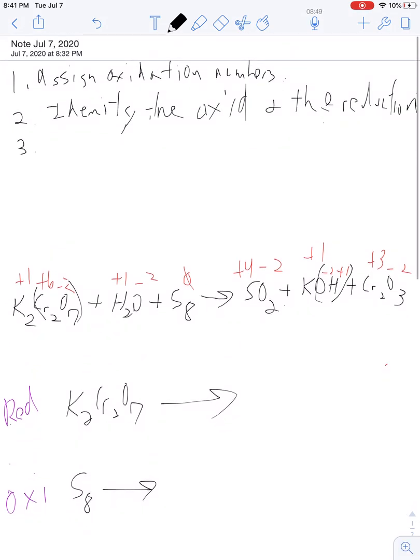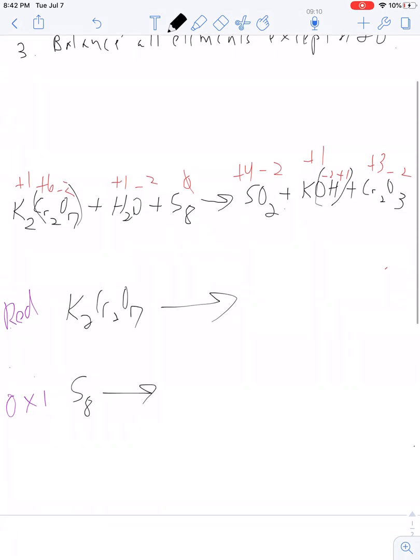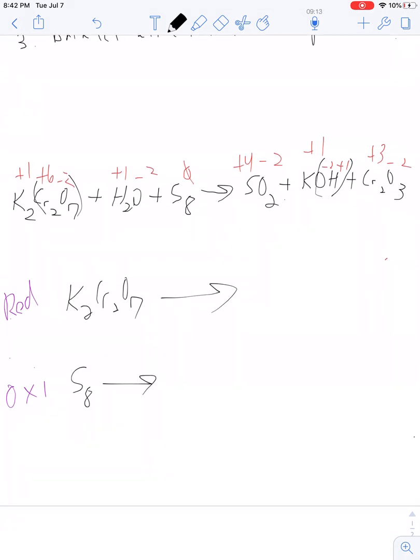Third rule is to balance all elements except hydrogen and oxygen. Okay? And the little trick here is when we balance it, we can only balance with the compounds or elements found in the reaction. So you'll see what I mean here with this one.